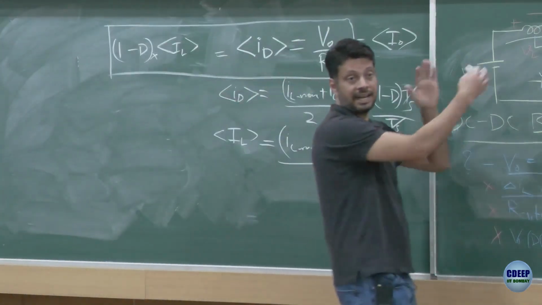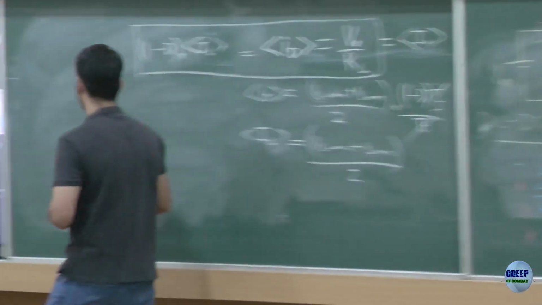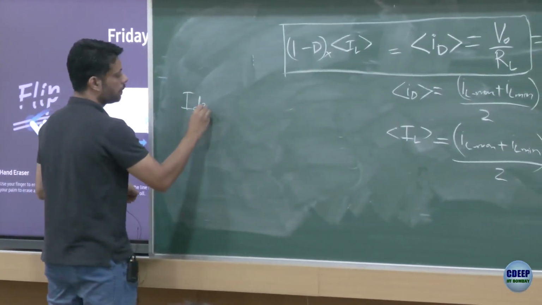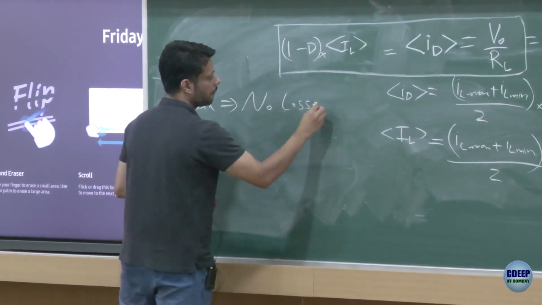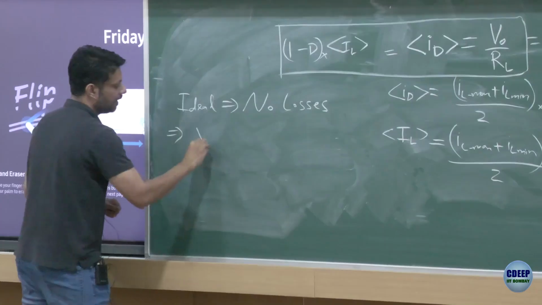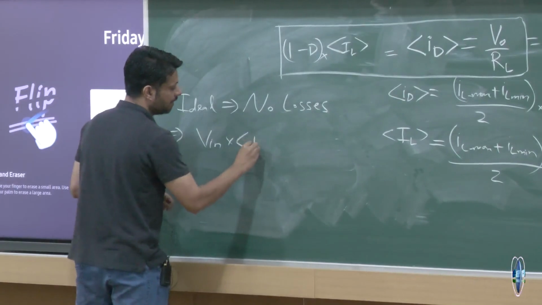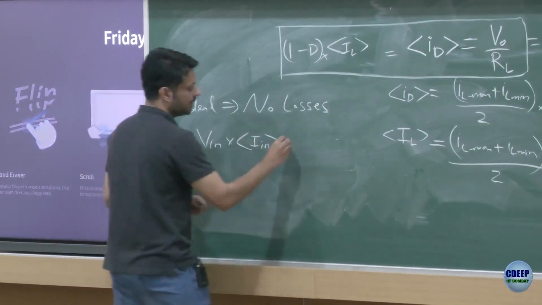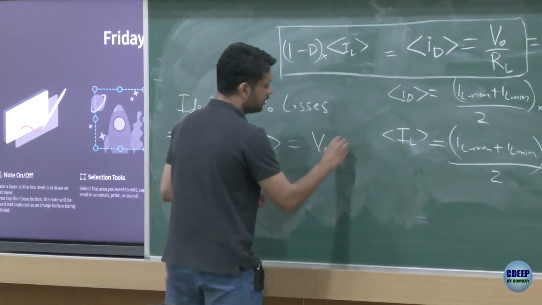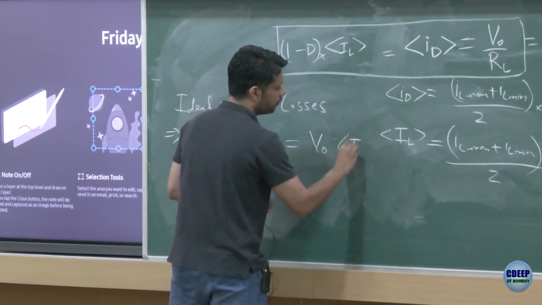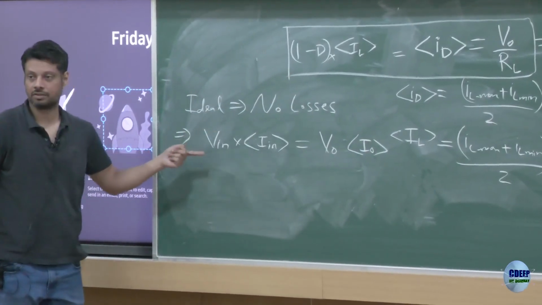We understand this is an ideal converter, so there are no losses happening here. Which means the average input voltage, which is constant, multiplied by the average input current is equal to the average output voltage, with small ripple, so almost constant, multiplied by the average output current, right? We already have expressions for V in and V naught, right?